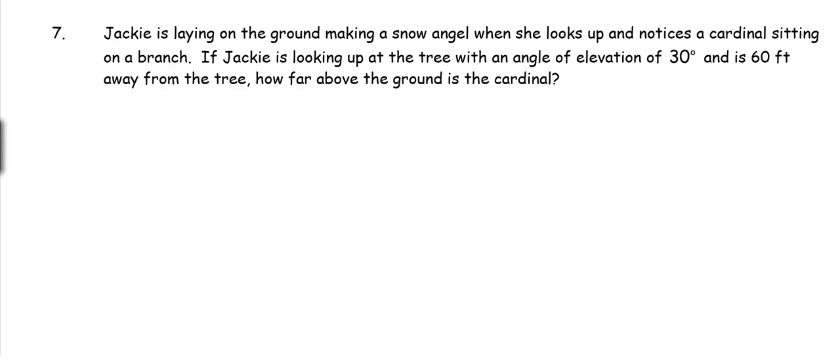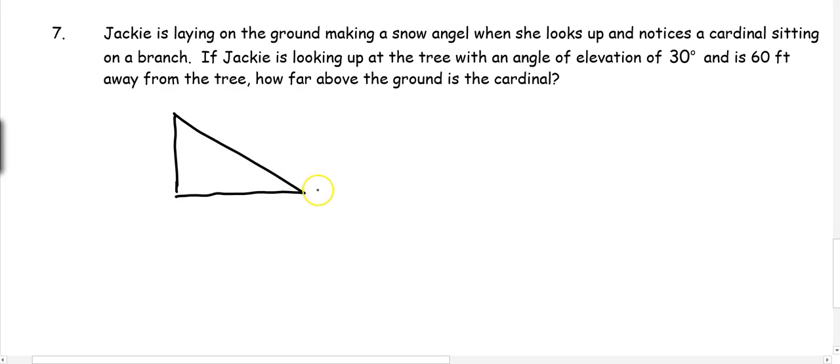Number 7, Jackie's laying on the ground making a snow angel when she looks up and notices a cardinal sitting on the branch. If Jackie is looking up at the tree with an angle of elevation of 30 degrees and is 60 feet away from the tree, how far above the ground is the cardinal? So here is my triangle. Here's our person laying on the ground. This has a 30-degree angle because she's looking up, and the ground makes a right angle with the tree.